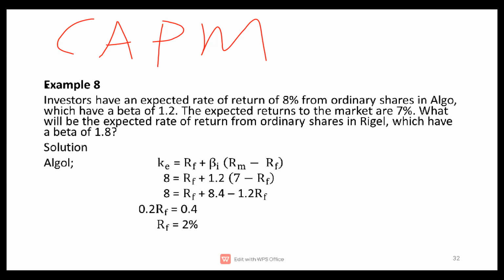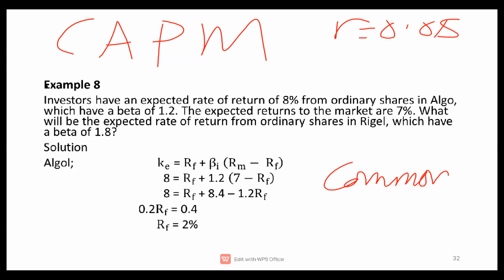Okay, so we have an example, which is the first example for now. Investors have an expected rate of return of 8%, 0.08, from ordinary shares, which is our equity. I commented last time that common stock or ordinary shares is the same as equity. So you should understand this and put it into your mind, so that in case the question is phrased in a different way and they mention common stock, at least you should be fine.